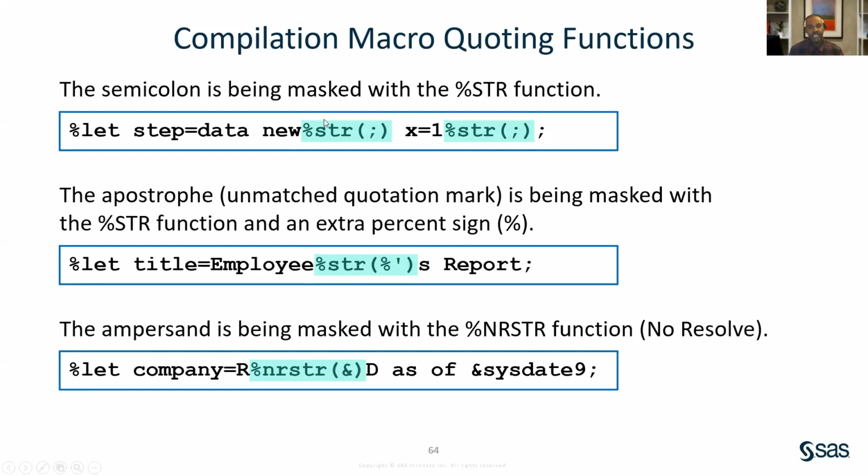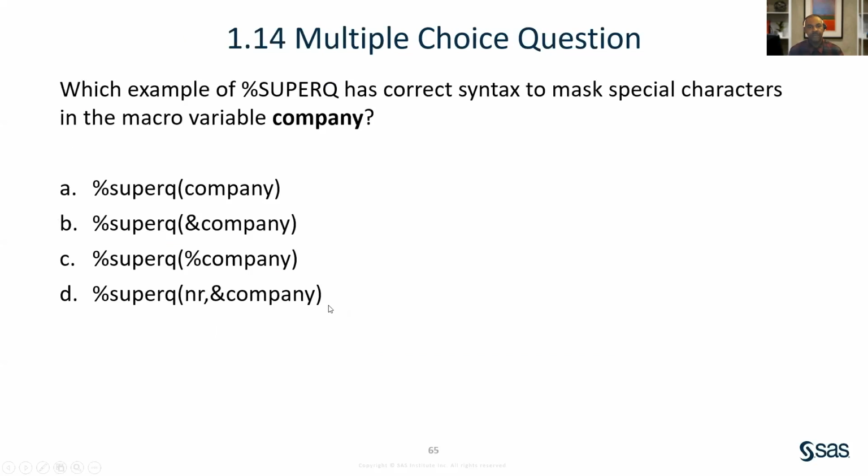So if you can see the issue, semicolon, quotation mark, ampersand, percent symbol, you can use %STR or %NRSTR, whichever is appropriate. But what if you can't see the value? What if you can't see the text? So for example, let's say that in a data step with CALL SYMPUTX or SQL, we are assigning a value to the macro variable company. And we're not sure what the value is because we can't see it.